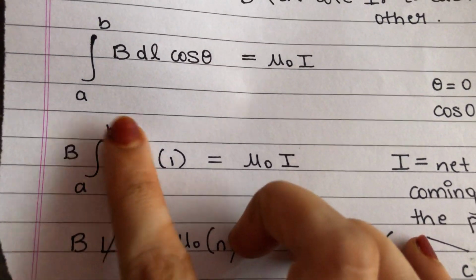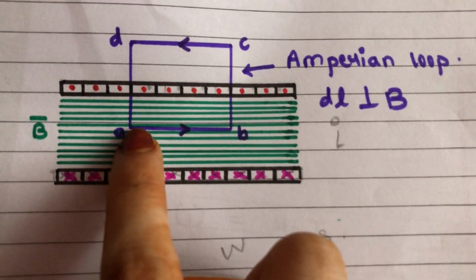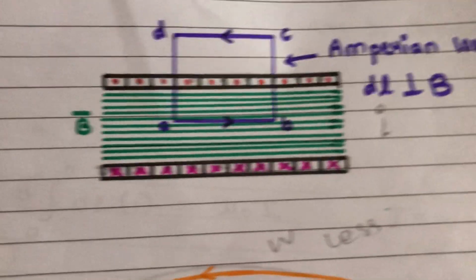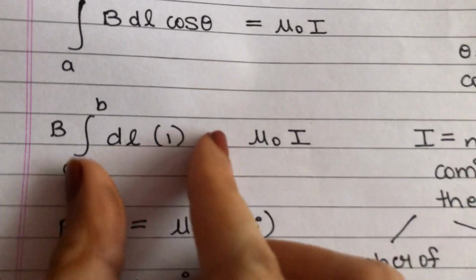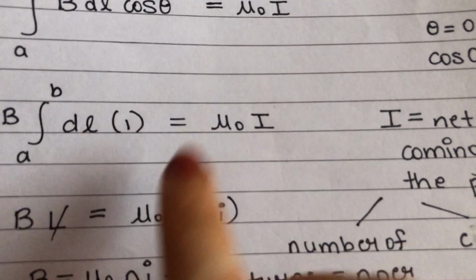Now we are talking about the length of the AB side. This is nothing but your capital L. AB is your capital L. So in place of this integration, I'll write capital L. Now coming to the right hand side, mu naught as it is.